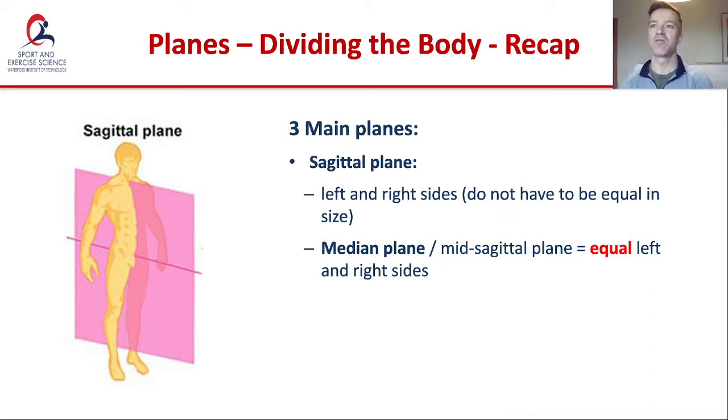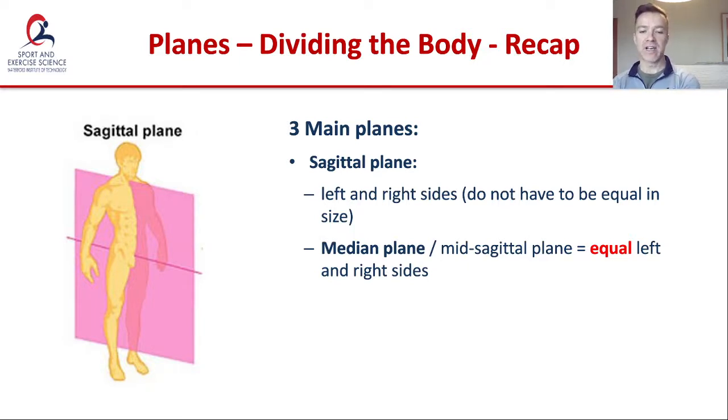Let's go back to some stuff we covered in lecture number 1 and talk about the planes of the body. The planes of the body divide the body up so we can describe different portions of the body. There are 3 main planes. The first of these 3 main planes is the sagittal plane. That divides the body into left and right sides, and they do not have to be equal in size.